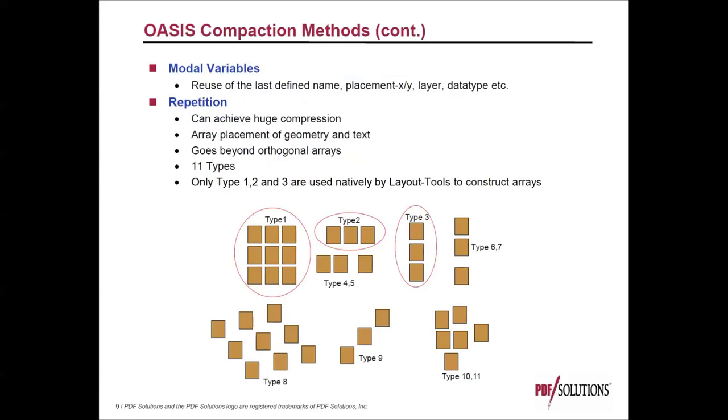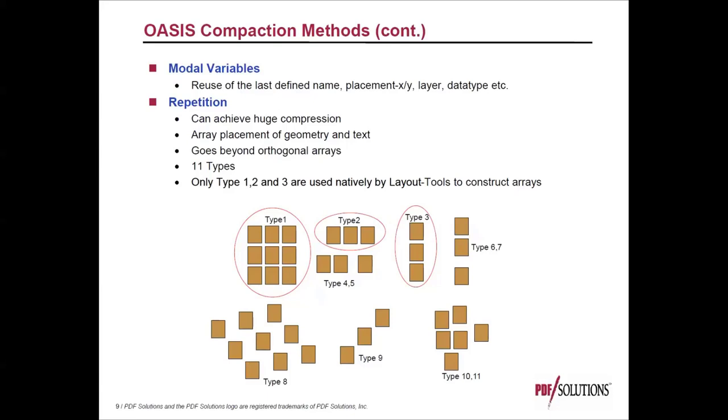Another thing is repetitions. That can potentially achieve a huge compression. So where you have in these days EDA tools, we have arrays or mosaics, and they have rows and columns. These are represented in the OASIS file as type 1, 2, and 3. But beyond that, OASIS has other array types like diagonal arrays, if you look at type 9, or any kind of random distribution of an object like type 10 and 11.